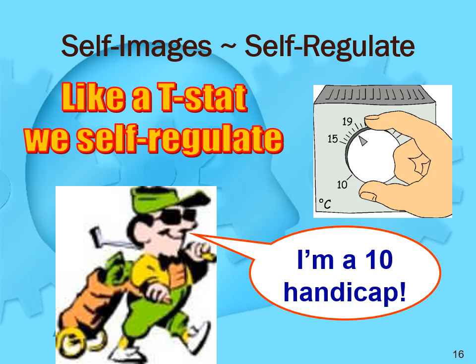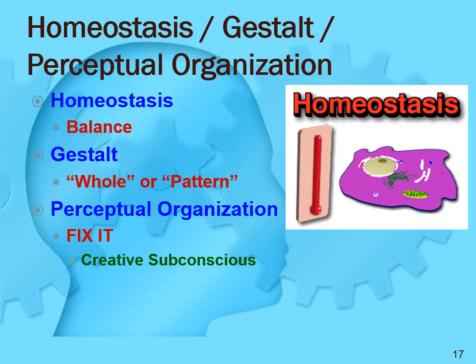So the point is, he had a self-image of himself as a 10 handicap. So no matter what he did, he's going to shoot around a 9, 10, or 11 above par. He's going to find a way to self-regulate at that self-image. Okay? Now, ways that we do this. This is all imprinted subconscious.